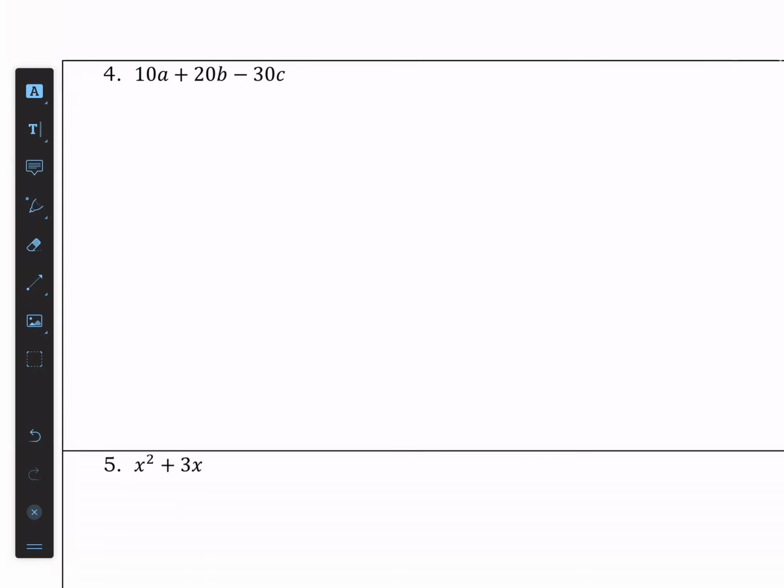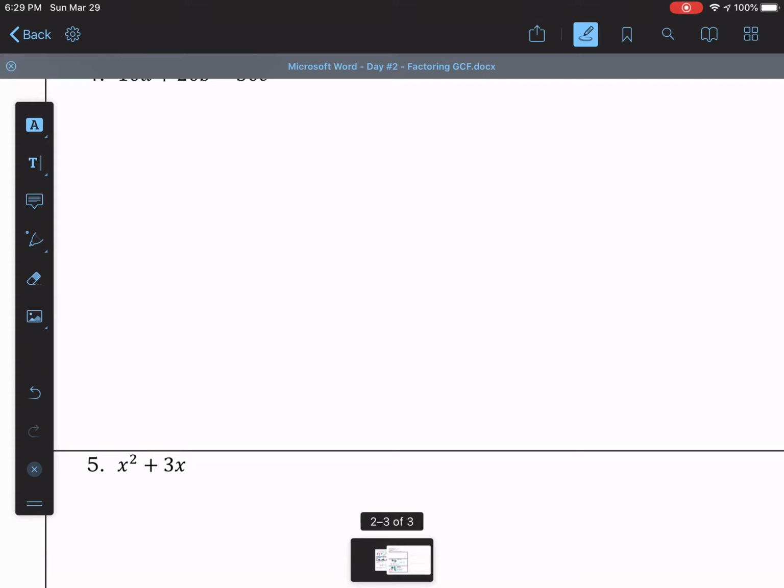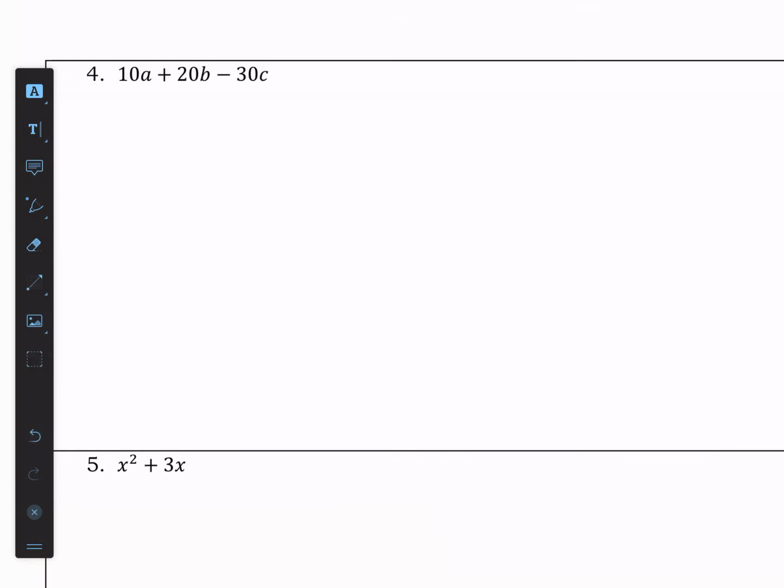All right, let's take a look at number 4. So the only difference about number 4 is that now, instead of dealing with a binomial that has 2 pieces, now this question is a trinomial because there are 3 pieces. So we just need to get the GCF now of 3 numbers instead of 2.